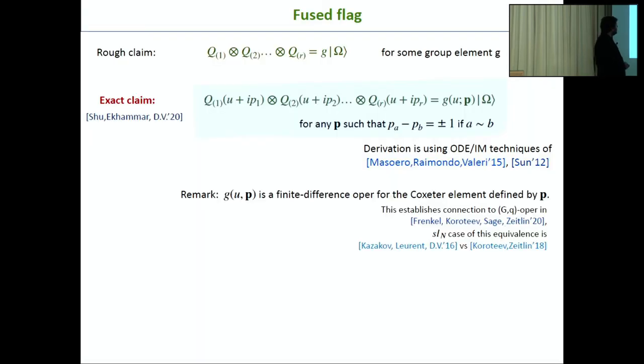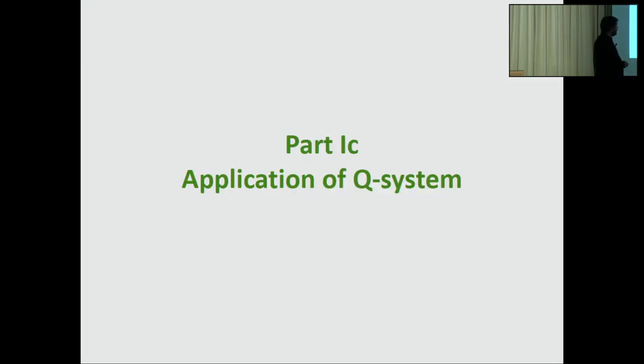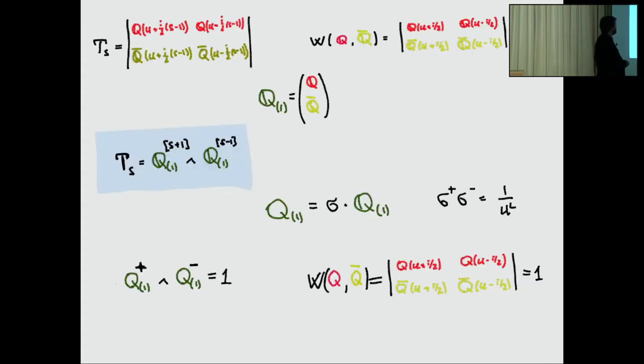So I hope you got an idea of what a big Q system on a fused flag is. It's some geometric object of this type. It can be constructed after doing very many mutations, and it has covariance under the symmetry algebra. But it's a huge object. Is it even useful? So very quickly, about the usefulness of this object.